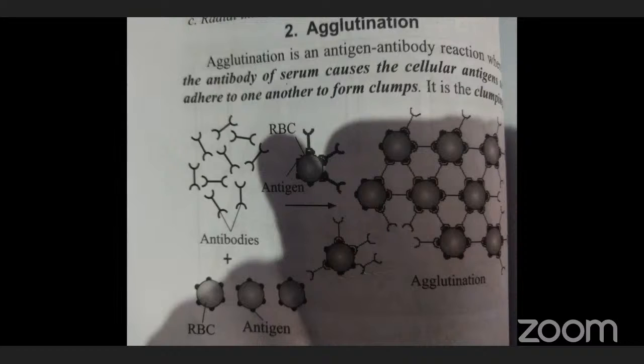The antibodies that cause agglutination are called agglutinins. Which antibody is involved in the formation of agglutination? That antibody is called an agglutinin. Kindly note it, agglutinin means nothing more than that.